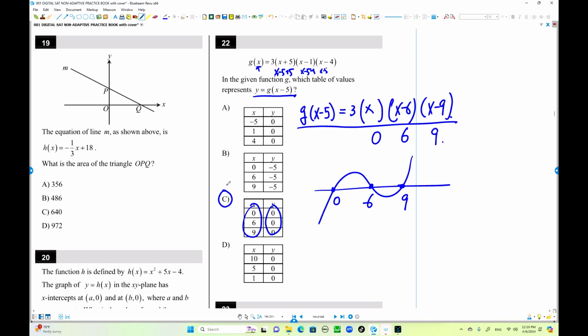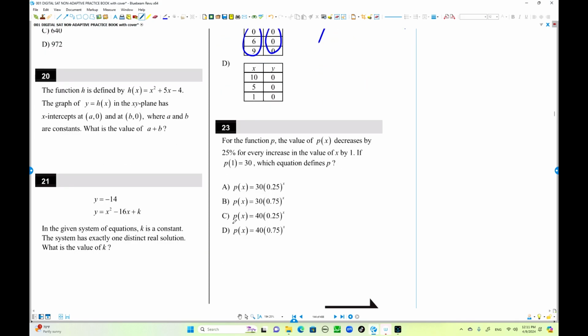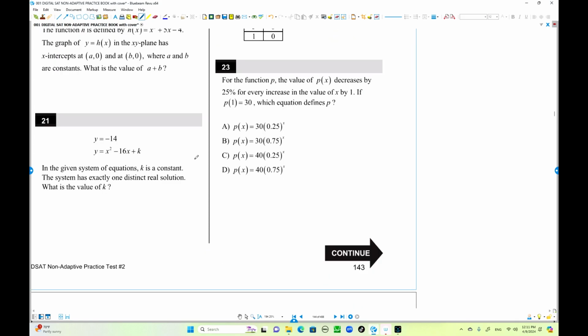This is number 22. Now, let me see. Okay, we're gonna try number 23. Okay, this is the percent decrease, not increase, okay? Percent decrease by 25%. Every increase by 1 unit up, there is a decrease. That is exponential function, right? Because percent decrease or increase is always exponential.